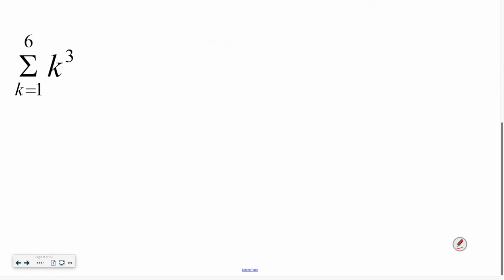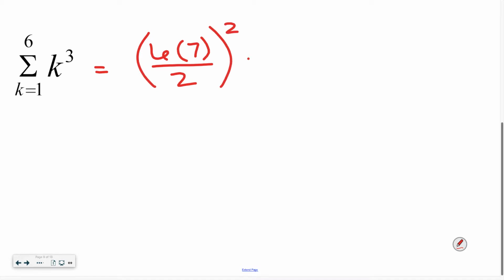And we'll try a k cubed one, just for good measure. The sum from 1 to 6 of k cubed. Instead of having to calculate all of the cubes, we can just say n times n plus 1 all over 2, squared, which is 441. I actually did that in my head. I'm impressed.